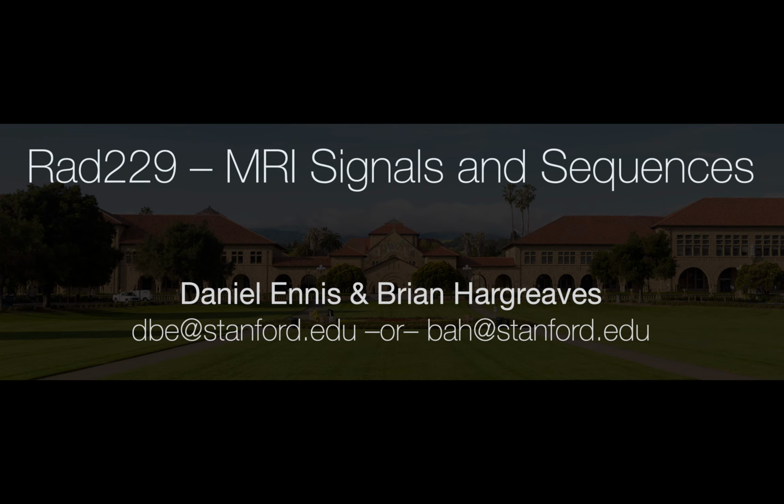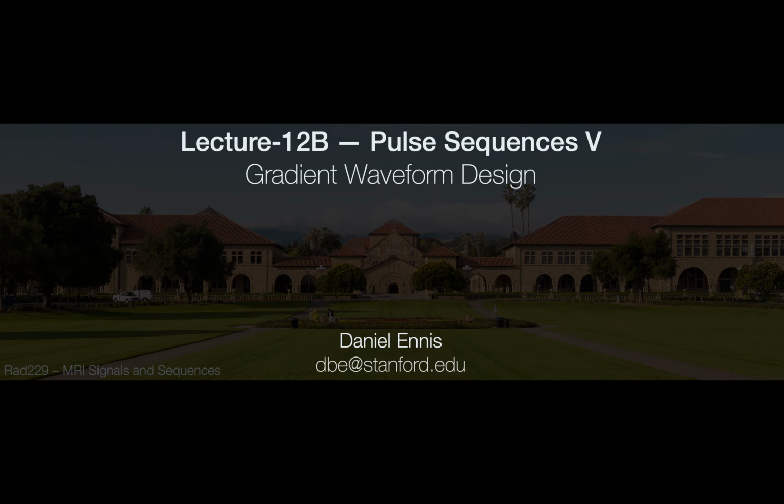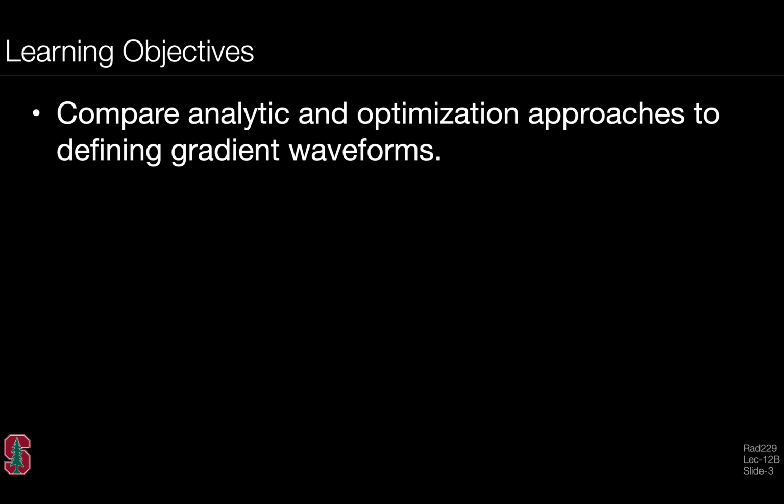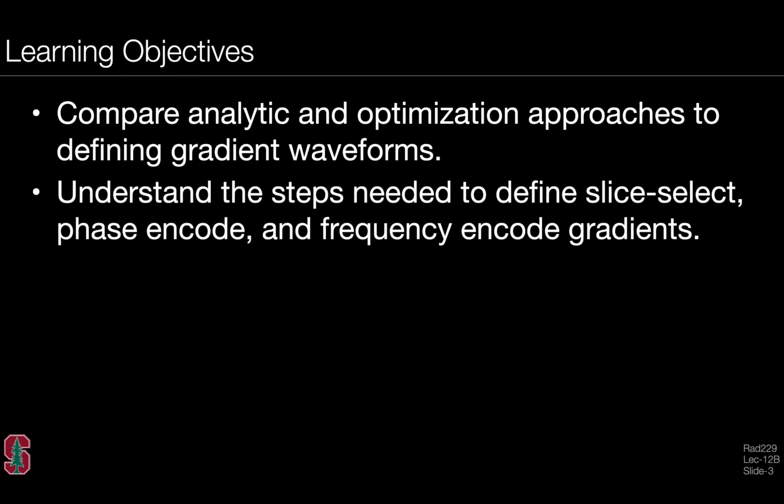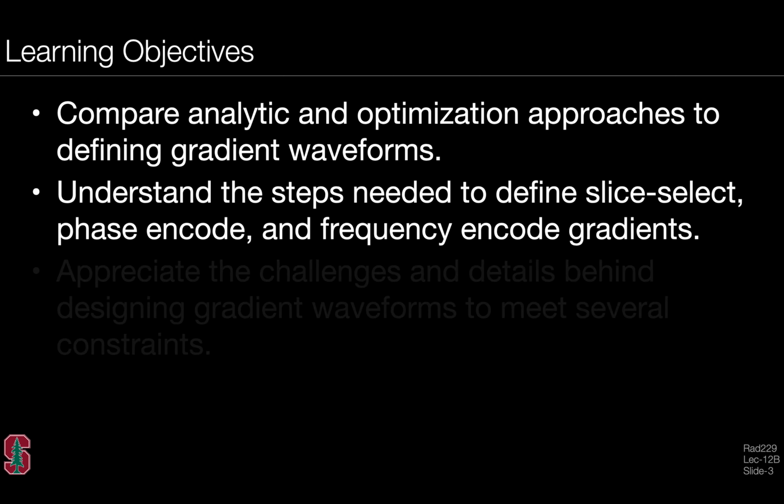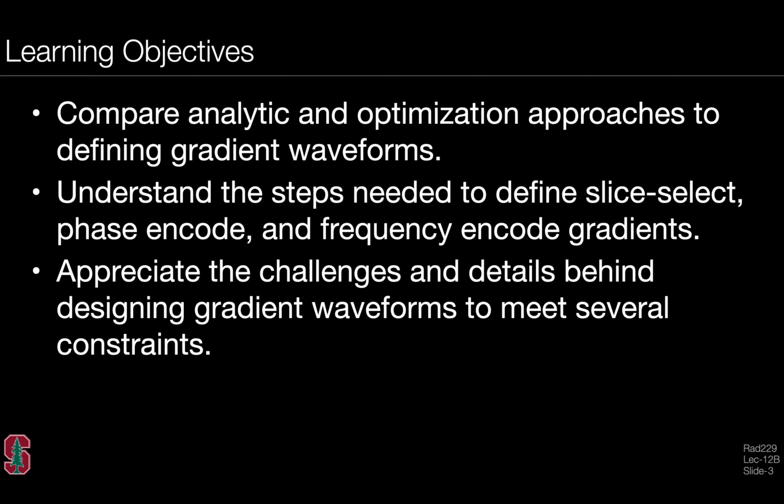This lecture is part of a series of lectures for Rad229 MRI Signals and Sequences offered in the Department of Radiology at Stanford University. The 12th lecture, Pulse Sequences Part 5, is broken down into 3 parts, and Lecture-12B covers Gradient Waveform Design. The learning objectives for this lecture include being able to compare analytic and optimization approaches to defining gradient waveforms, to understand the steps needed to define slice select, phase encode, and frequency encode gradients, to appreciate the challenges and details behind designing gradient waveforms to meet several constraints.